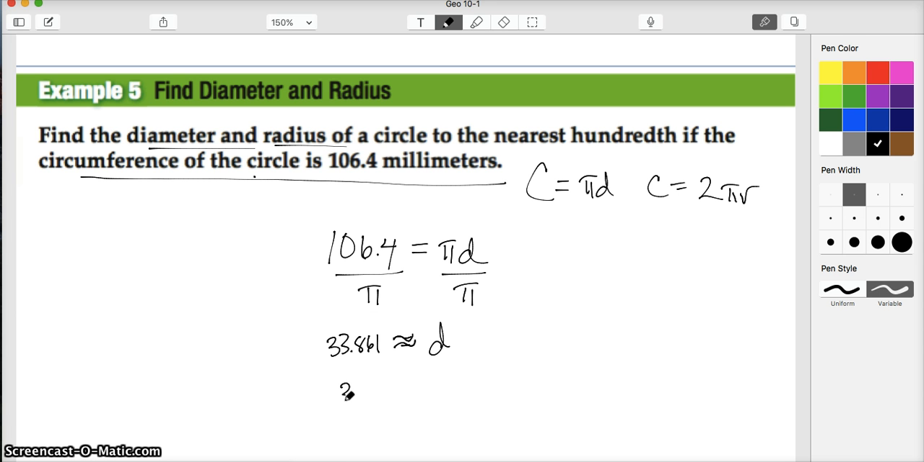So 33.86 is where we're going to say that our answer is for the diameter. And for the radius, we know that the radius is equal to the diameter divided by 2, right? And so we'll just divide that by 2.